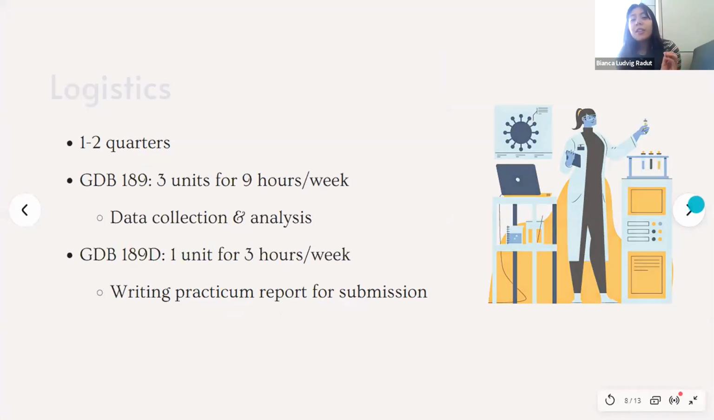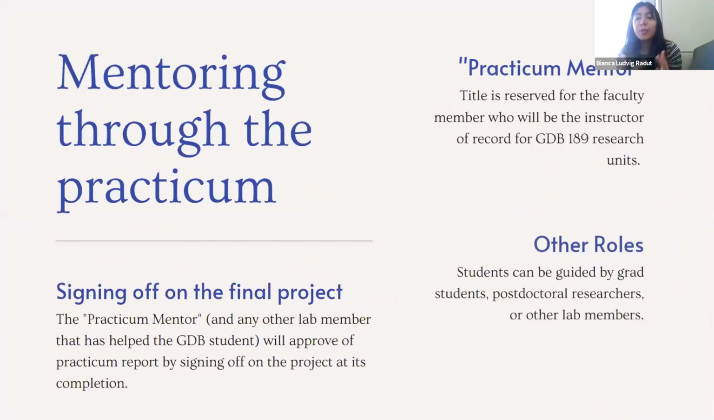Here is what the mentor role is for the Practicum. First of all, the title of Practicum mentor is technically reserved for the faculty member that's going to be the instructor of record for those research units, GDB 189. Usually that's the PI of the lab or the head of the team that the undergrad is taking part in. So that will be the person that grades them pass, no pass on those research units.